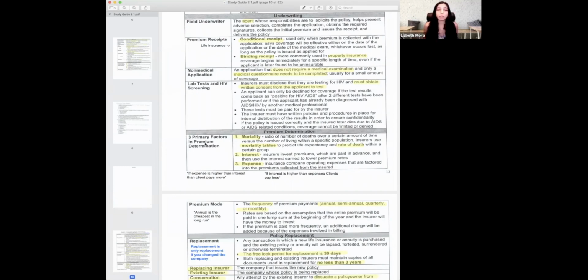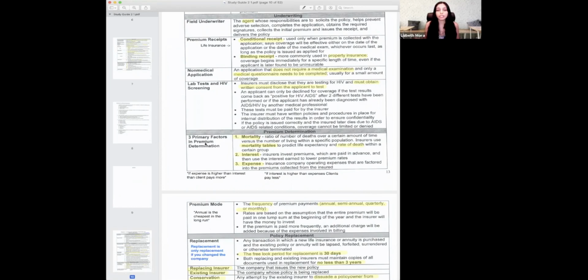People that are younger usually pay less, and people that are older pay more because they're closer to that end, statistically speaking. So they put you on a mortality table and pin you, and if you're farther away, you pay less. If you're closer, you pay more. The next two go with or against each other, and most of the time, this is where the price drastically changes by company.